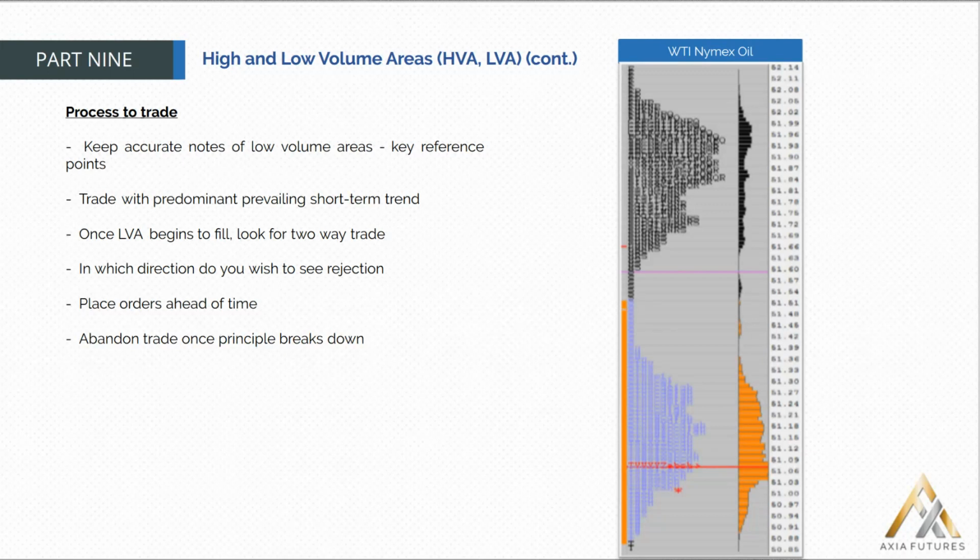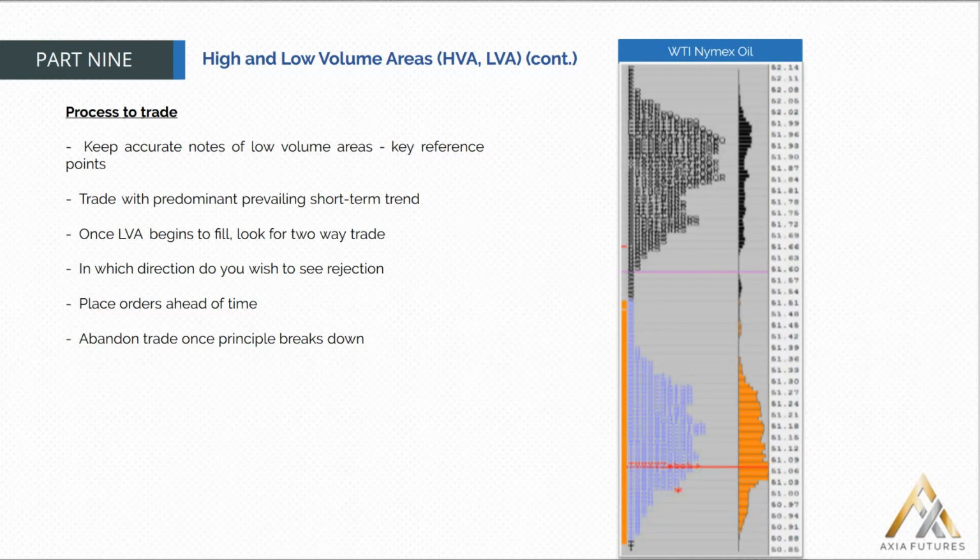So the process to trading the low volume area is as follows. Firstly, keep accurate notes of low volume areas. Why? Because they are key reference points. Now again, remember, a low volume area is not just on a day-to-day profile. We spoke a lot about composite profiles, so you can apply any of these principles, both low and high volume areas, onto any kind of profiles, from daily to weekly to monthly. Now note, you want to be trading with the predominant prevailing short-term trend.